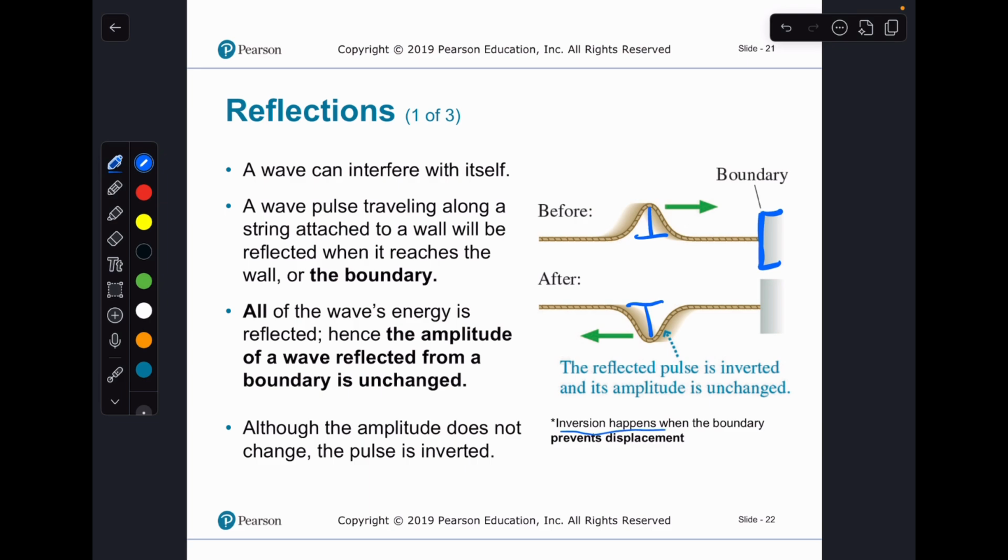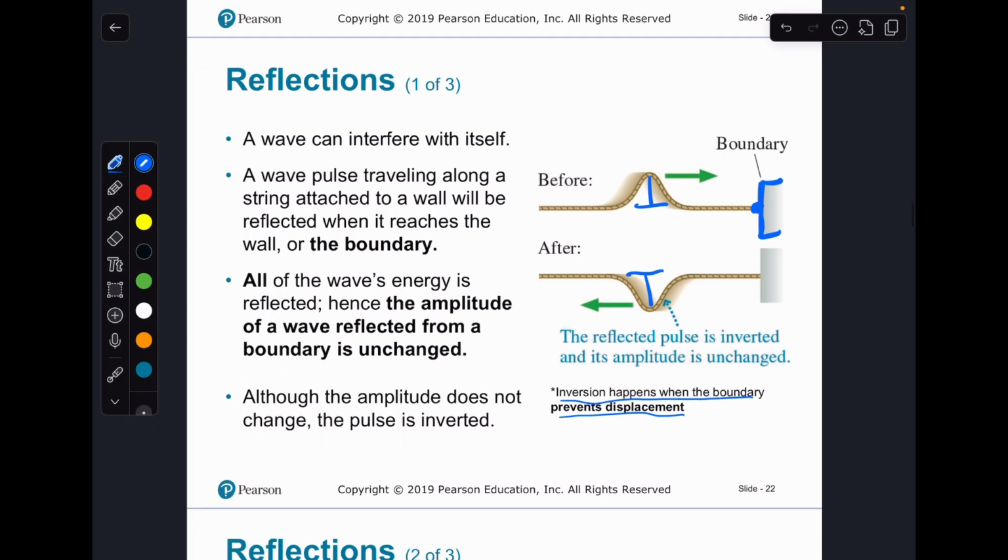Inversion happens when the boundary prevents displacement. Here, when that wave meets that point of the string that's attached to the wall, it cannot shake the wall. The wall is too heavy, too large to get that wall to move up and down. And so what happens is the wave instead needs to turn around and head back, and it produces an inverted wave.